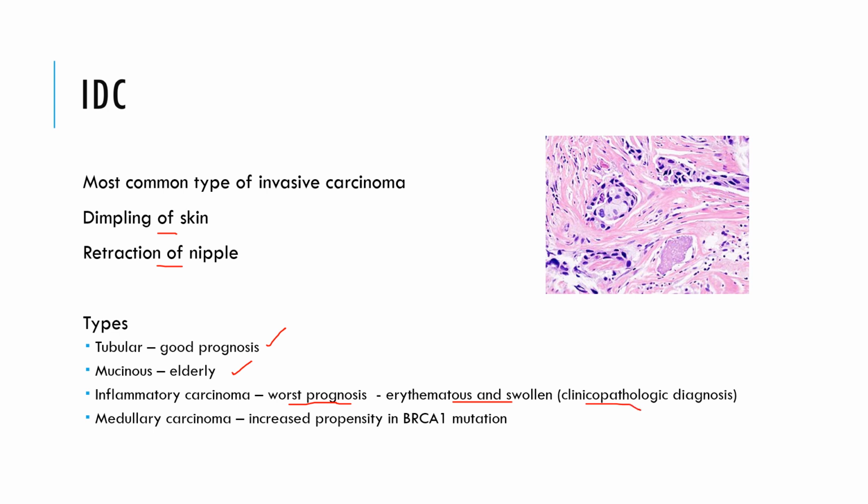What is a clinico-pathologic diagnosis? You have to clinically see the signs of inflammation and pathologically see evidence of cancer. Only then you can call it an inflammatory carcinoma, and it has a very poor prognosis. Then medullary carcinoma, which has an increased propensity in people with BRCA1 mutation. So that is invasive ductal carcinoma.